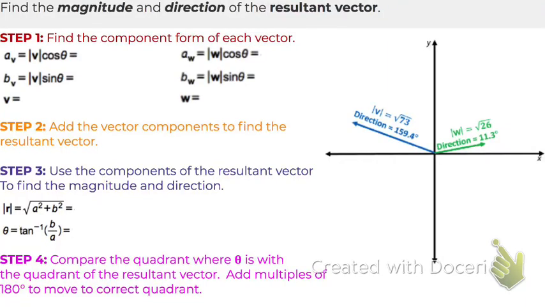Here we're asked to find the magnitude and the direction of the resultant vector when we're combining the green and the blue vectors. So before I start going through these steps to find the exact answer, I just want to get a rough idea of where that resultant vector might be.